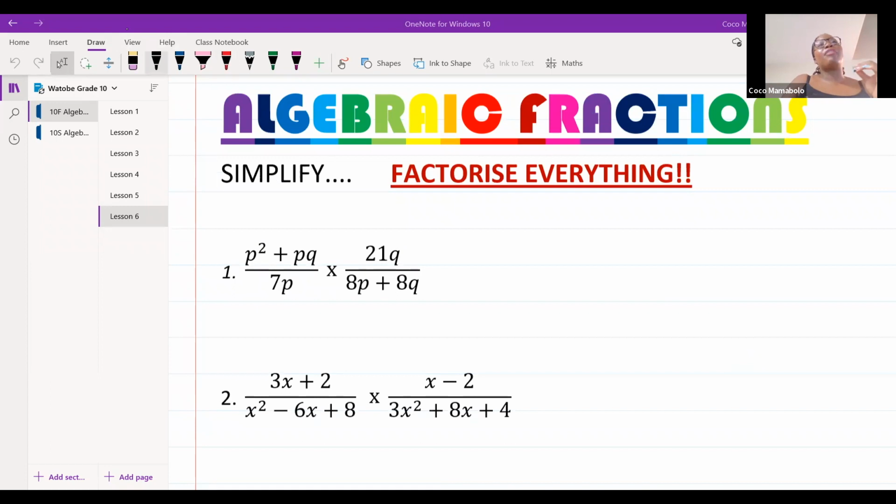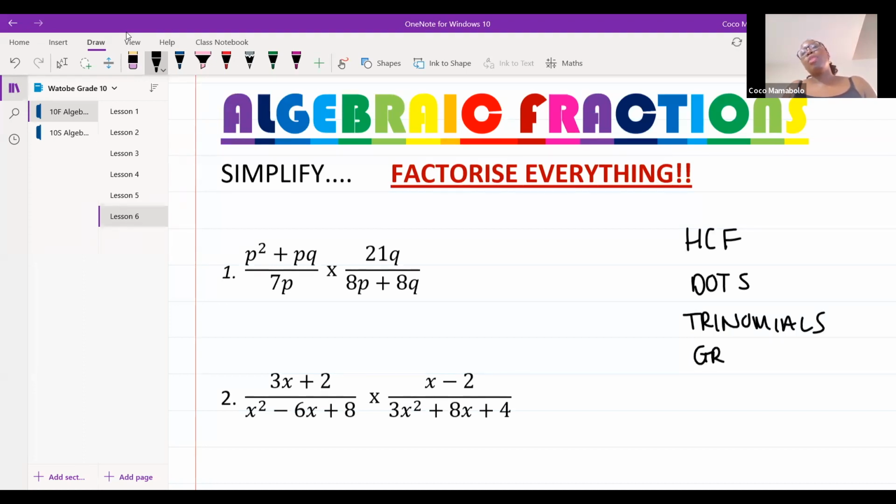And there are 5 ways that we can factorize. We factorize using the highest common factor, HCF, or we use dots, or we have trinomials, or we have grouping, which is the same as the common bracket, or we have cubes, right?